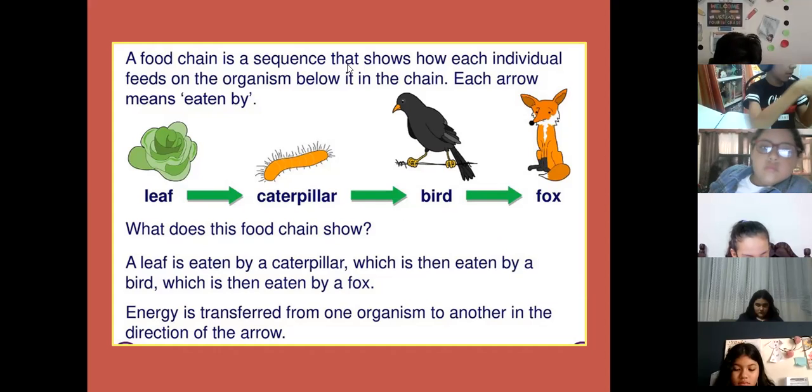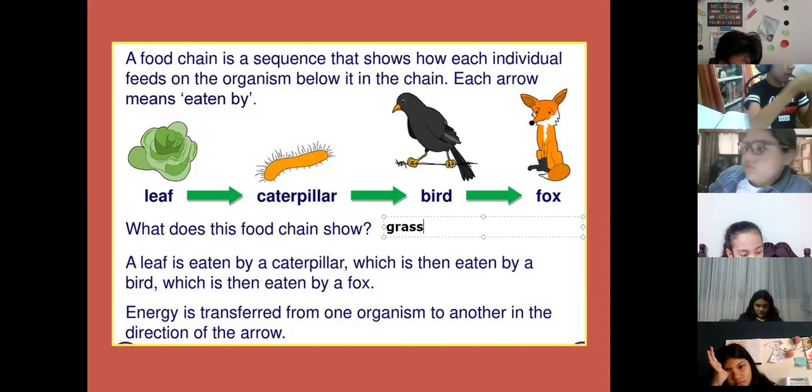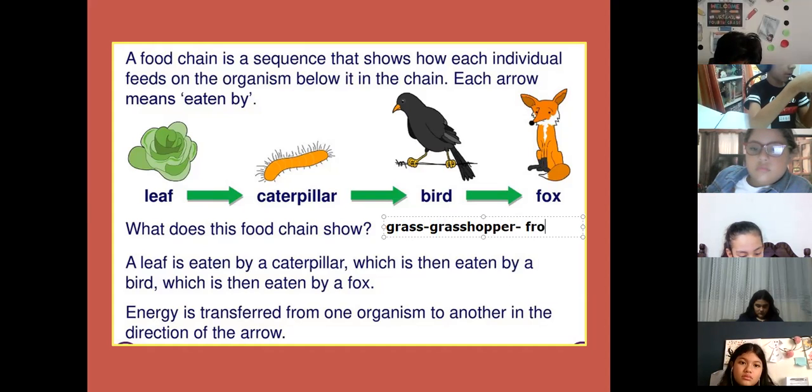I have an example of the food chain. Okay, tell me your food chain. The grasshopper eats the grass. The frog eats the grasshopper. The python eats the frog, and the eagle eats the python. Okay, the eagle is a bird, right? This is a type of bird. Yes, it's a bird.